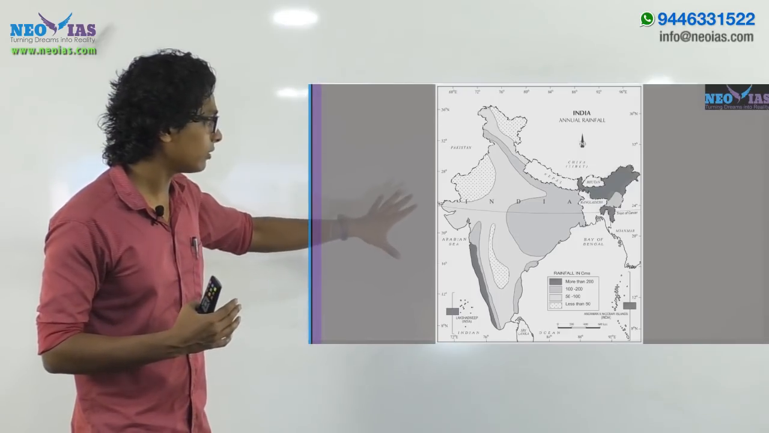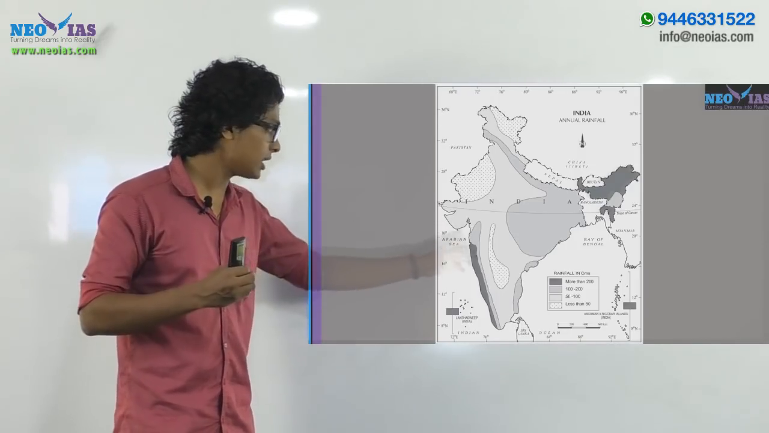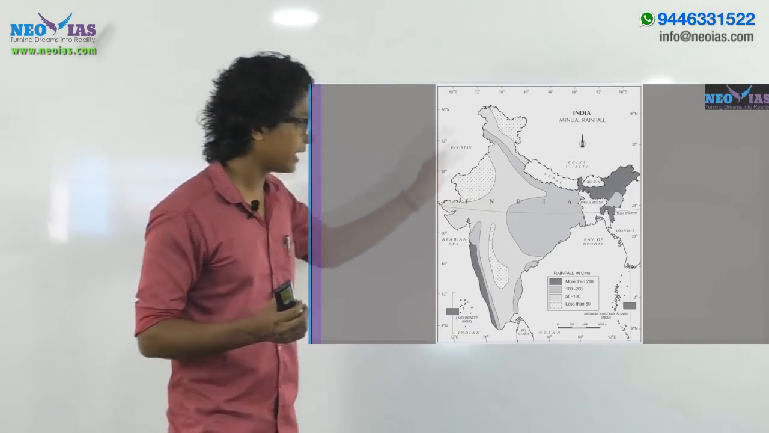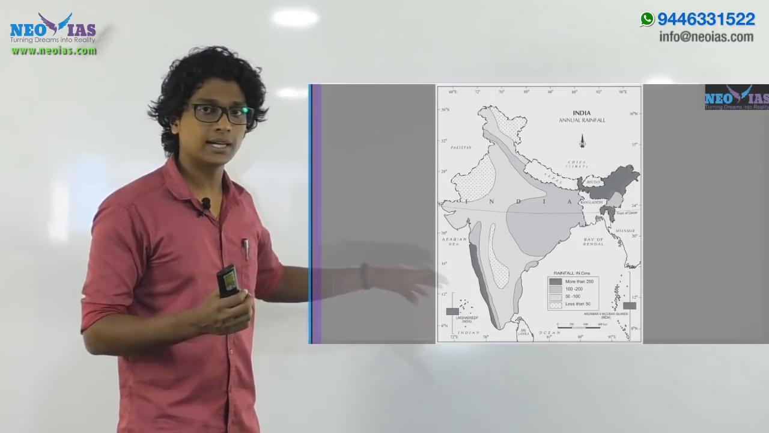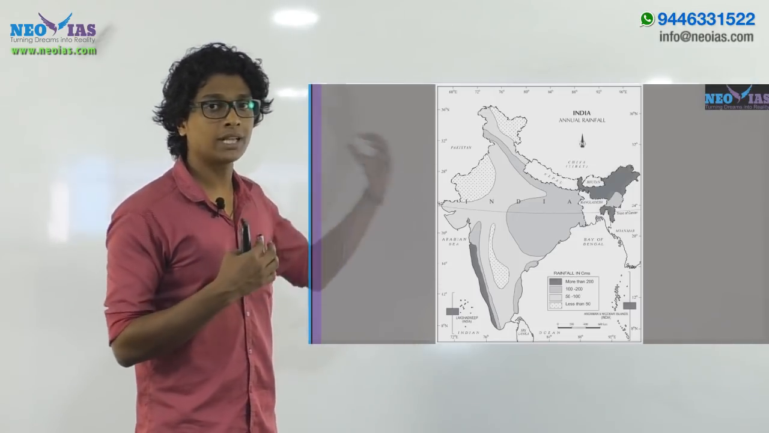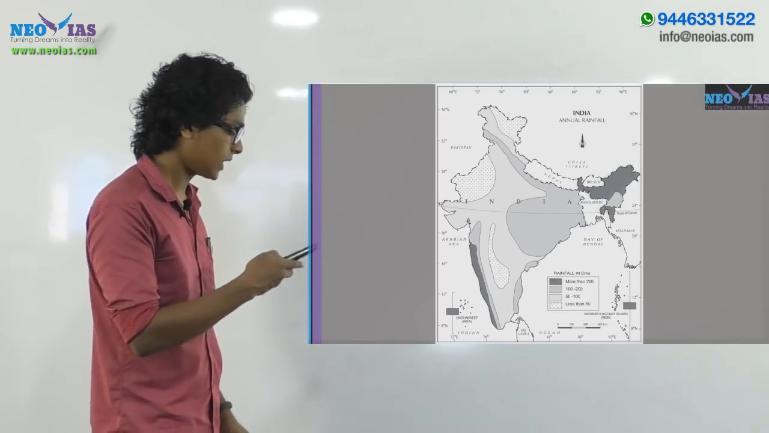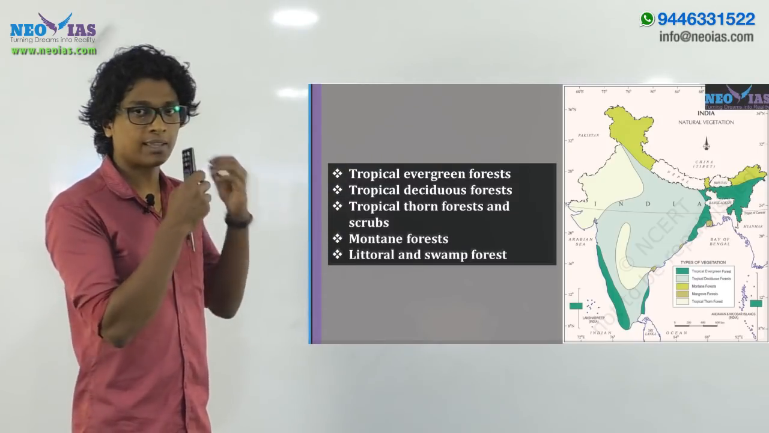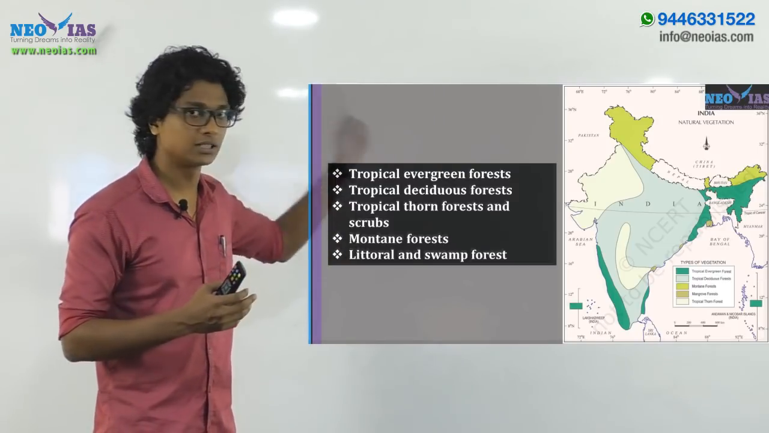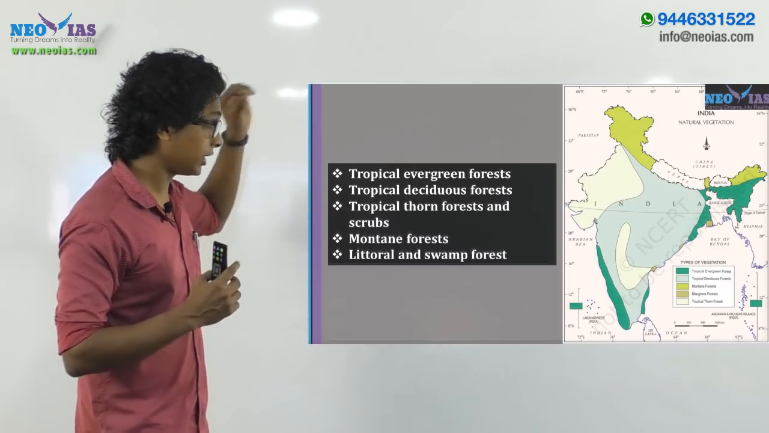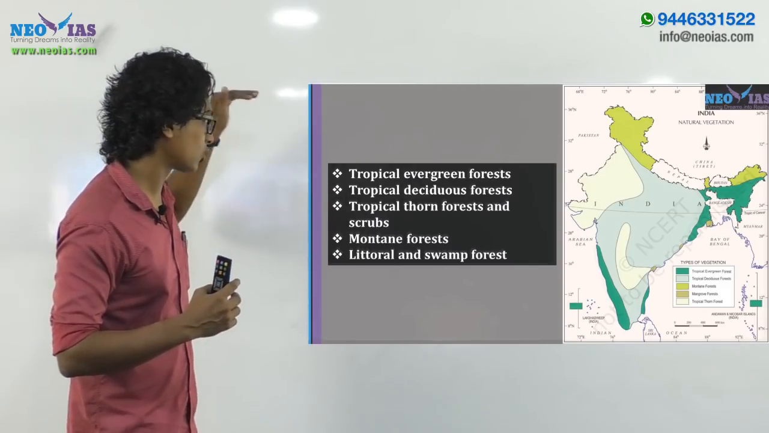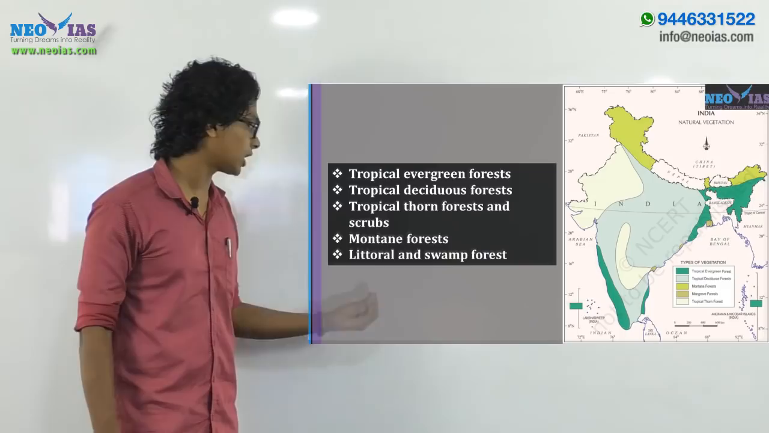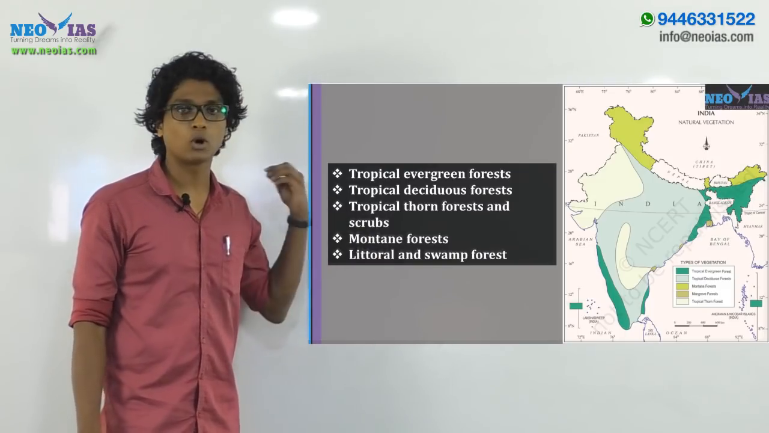Now again briefing through the annual rainfall, more annual rainfall is for the west of Western Ghats as well as for the northeastern states. And if you are considering the islands, the Andaman and Nicobar also gets more than 200 centimeters of rainfall. Now this picture again taken from NCERT shows the way in which different vegetations are being distributed, right? The important vegetations given in this particular map are tropical evergreen forest, tropical deciduous forest, tropical thorn forest and scrubs, montane forest, littoral and swamp forest.